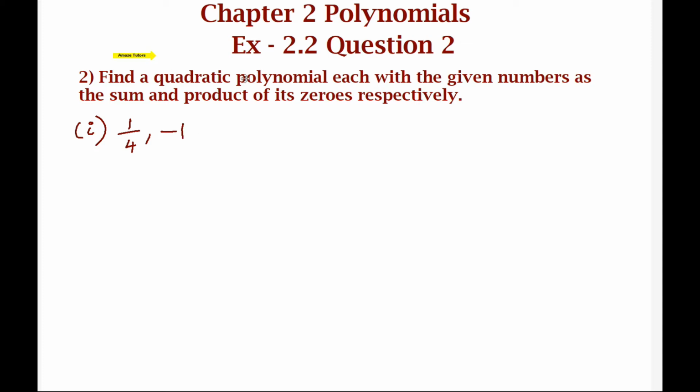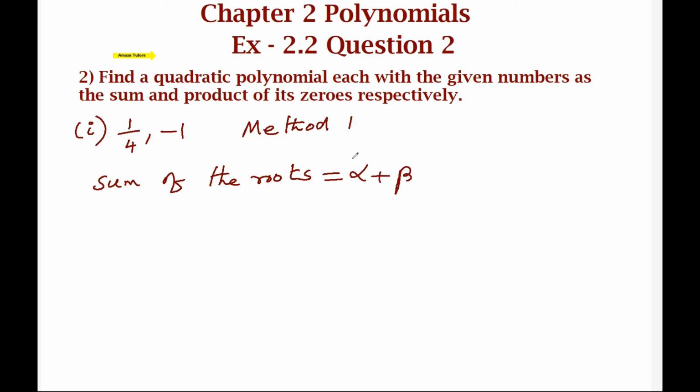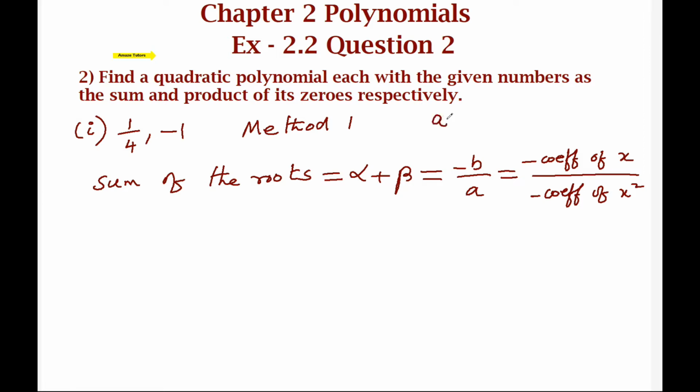So to find the quadratic polynomial, there are two methods. I'll explain method 1 first. Sum of the roots is equal to alpha plus beta, when alpha and beta are the two roots. And we know already that this is equal to negative b by a, where b is the coefficient of x and a is the coefficient of x squared. We know this already. And please remember the standard form of a quadratic equation.